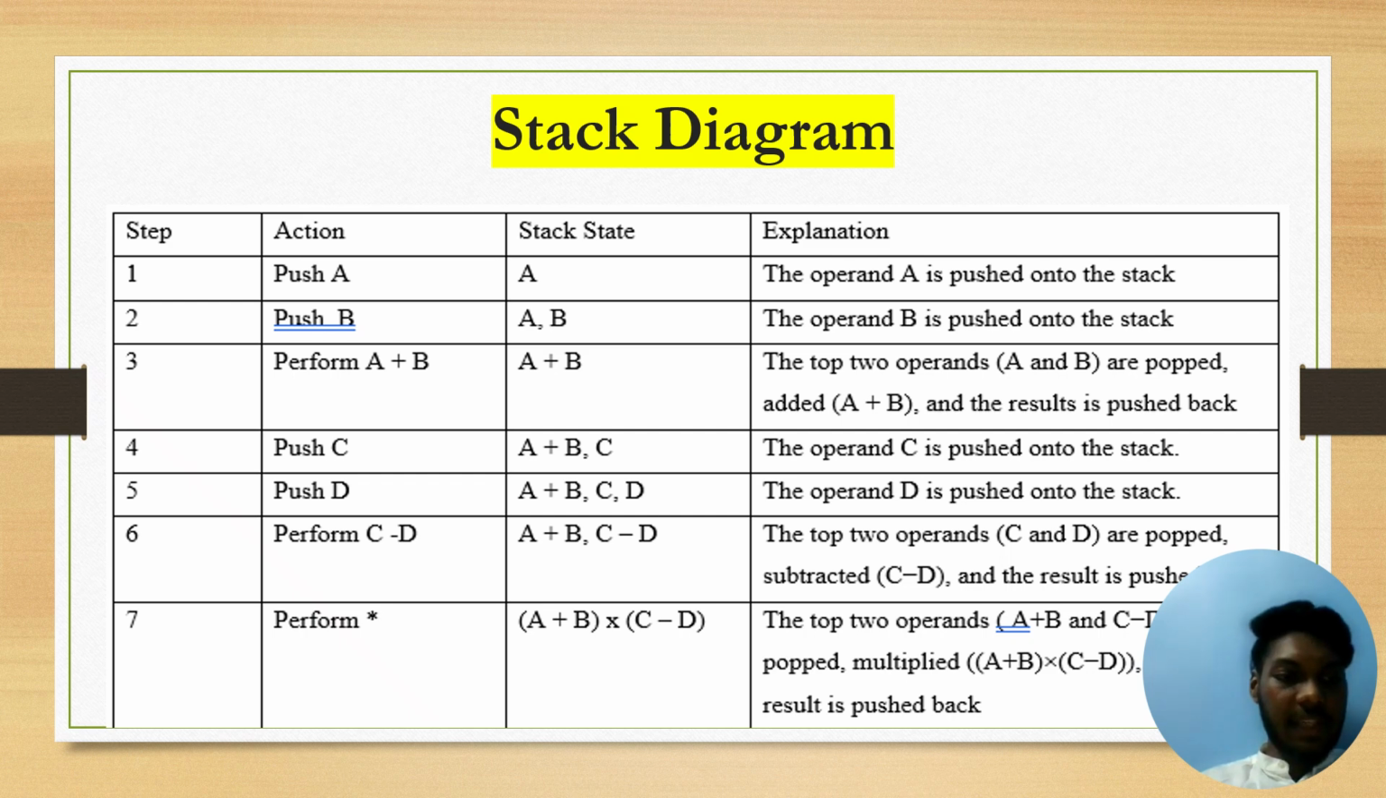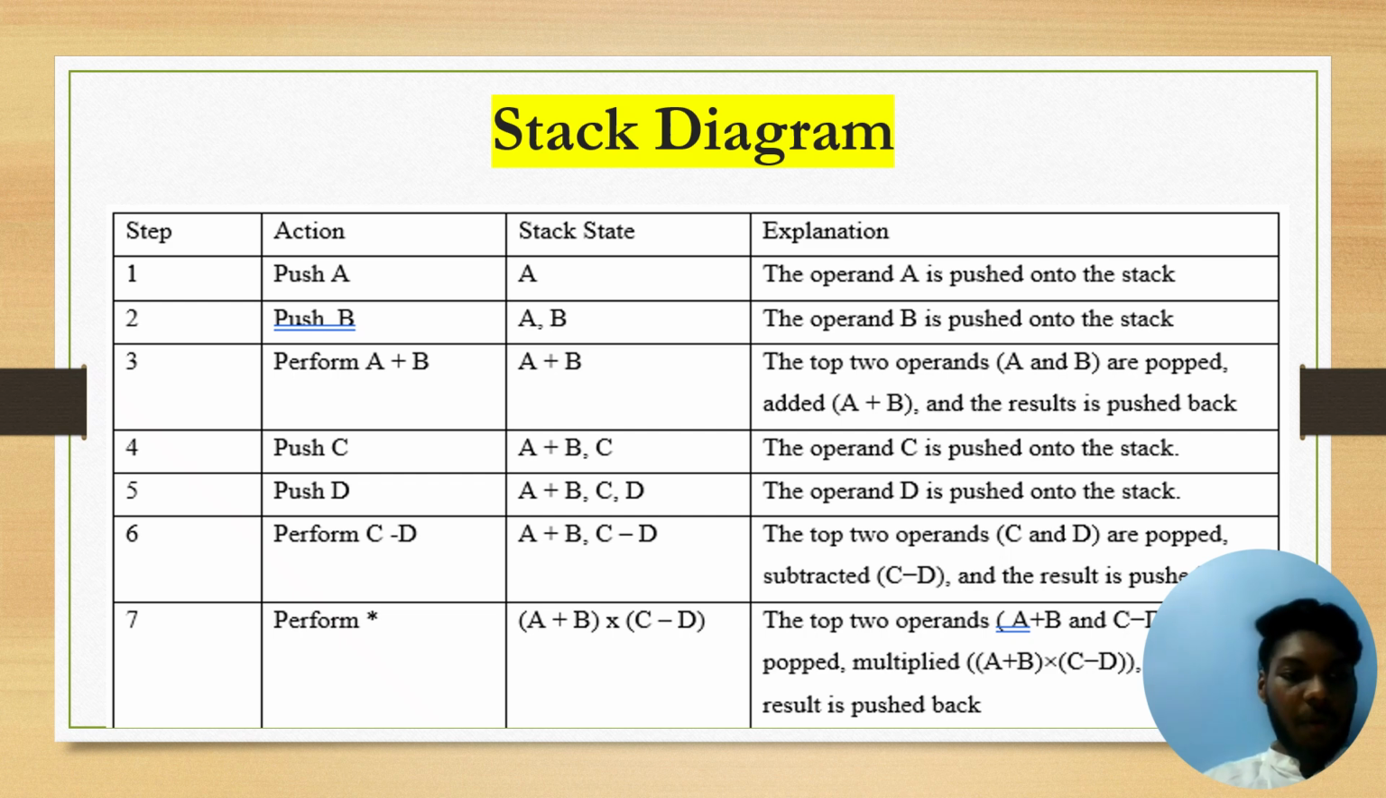Step 4, push C. Operand C is pushed onto the stack. The stack state is A plus B, C. Step 5, push D. Next, operand D is pushed onto the stack. Stack state: A plus B, C, D. Step 6, perform C minus D. The top two elements on the stack, C and D, are popped. They are subtracted, C minus D. The result is pushed back onto the stack. Stack state: A plus B, C minus D.